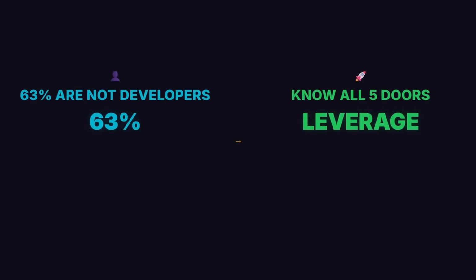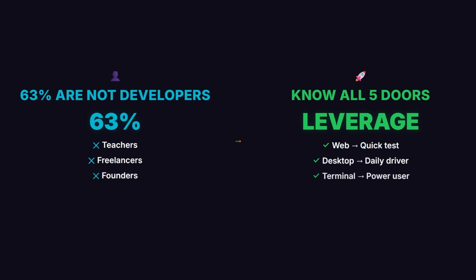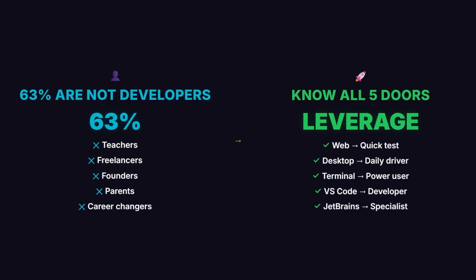Now 3 more doors. And here is why you should care even if the desktop app is your answer. 63% of people building with AI coding tools right now are not developers, which means the people who understand all 5 doors, not just one, are the ones who pick the right tool for the right job. That is leverage. That is what separates someone who uses AI from someone AI works for.